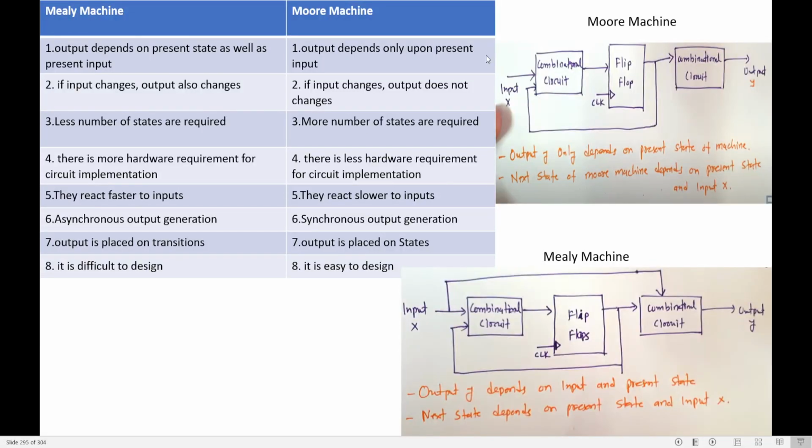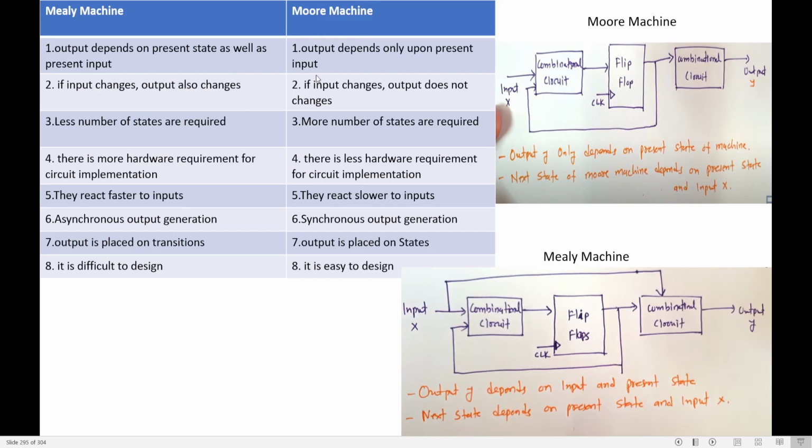Let us see the difference between Mealy machine and Moore machine. You should know that it's a very important question. This question is asked in part A as well as part B. Part A, 2 mark question, they will ask what is the difference between Mealy and Moore. You need to write two differences.